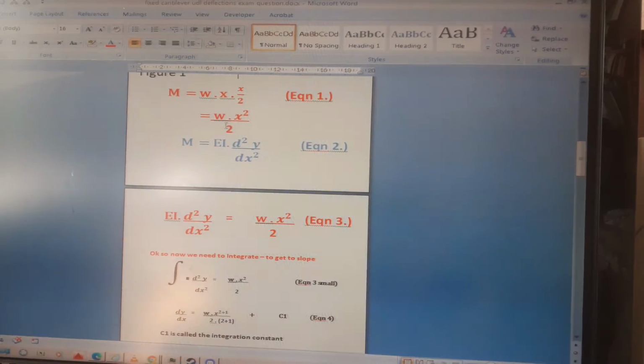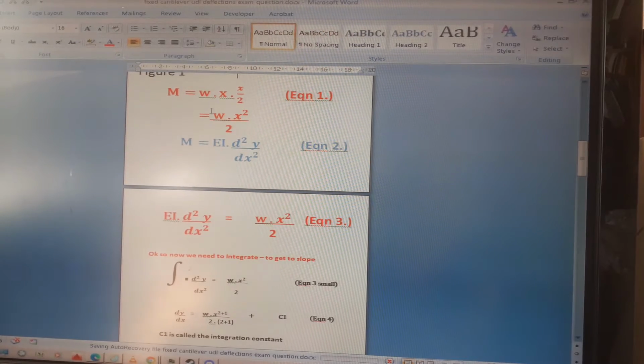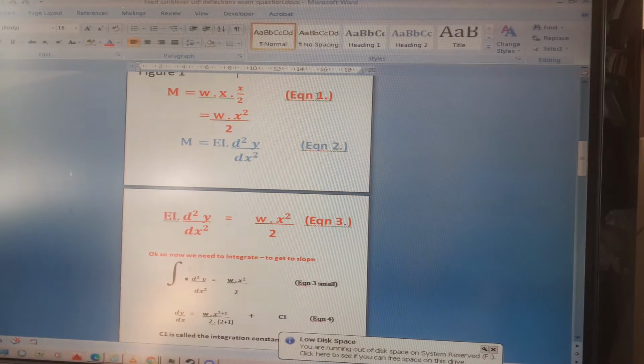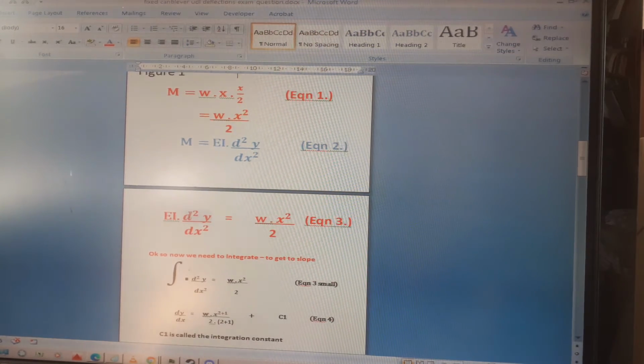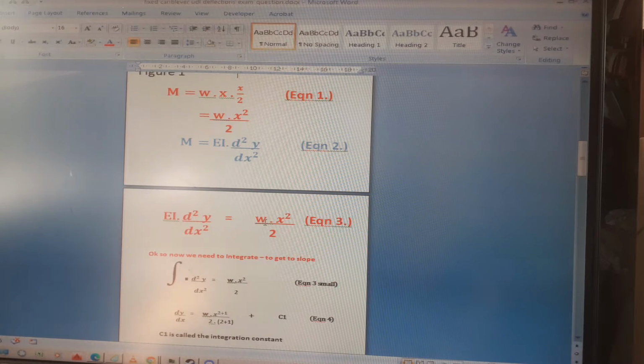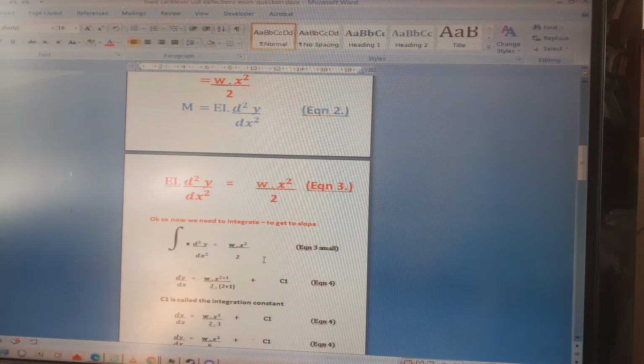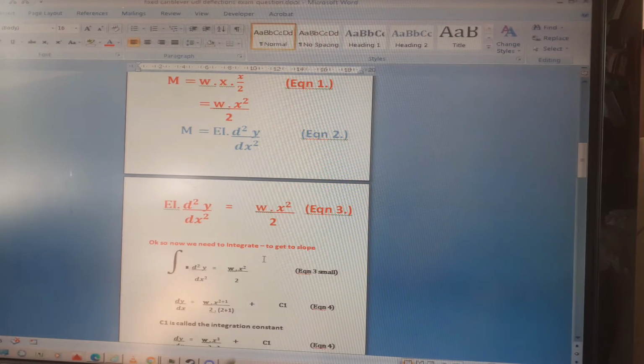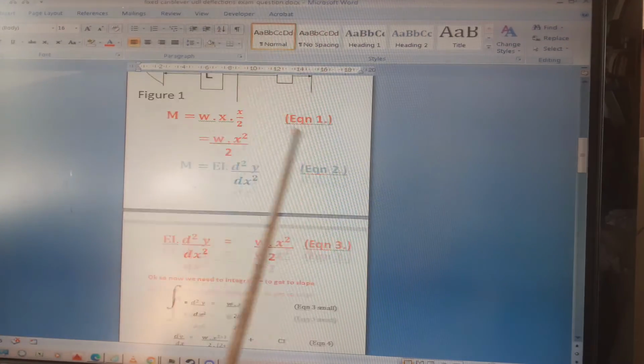Now we've got to use both of those equations: use equation 1 and equation 2 to get equation 3. So EI d2y over dx squared is equal to w x squared over 2. Now we need to integrate to get the slope. Those three equations are the most important equations, so let's run through them again.